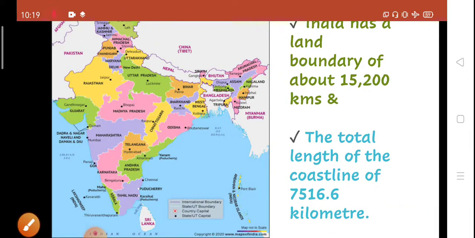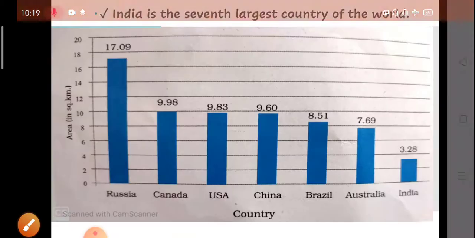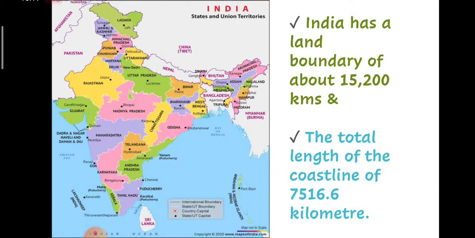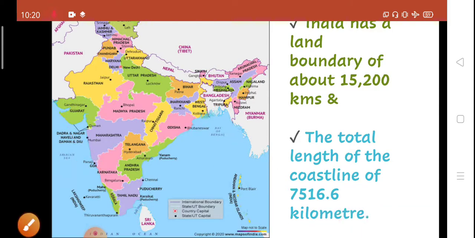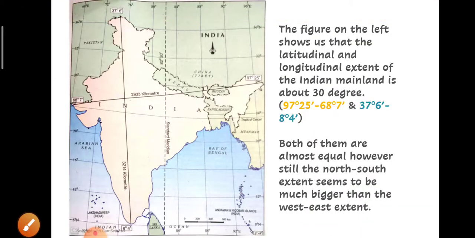This Deccan Peninsula region in the south of India divides the Indian Ocean into two parts, the Arabian Sea and the Bay of Bengal. We will now move forward to other important details. There is an image of the Indian physical map which shows the longitudinal and latitudinal extent of India.